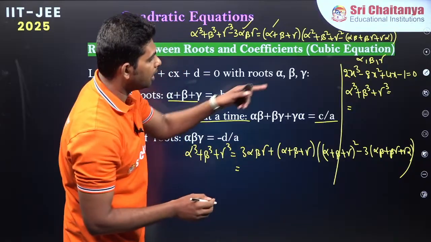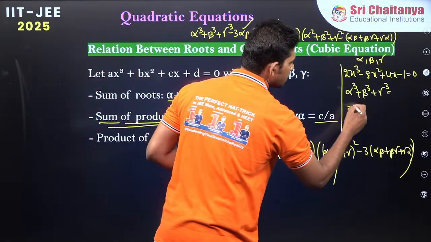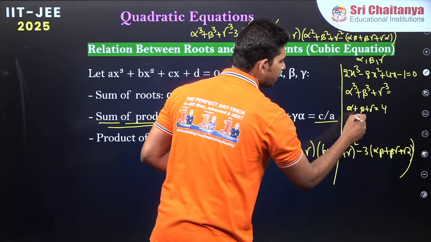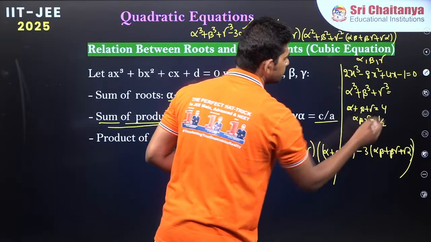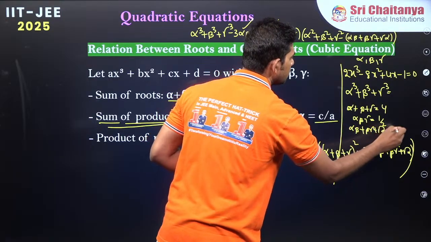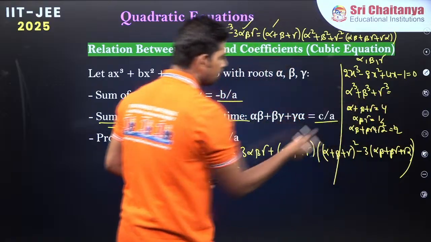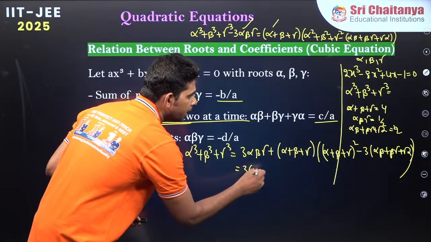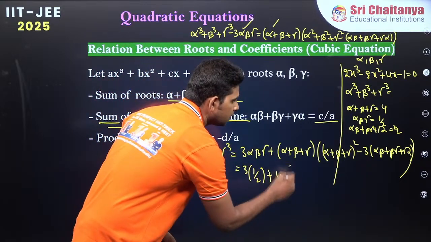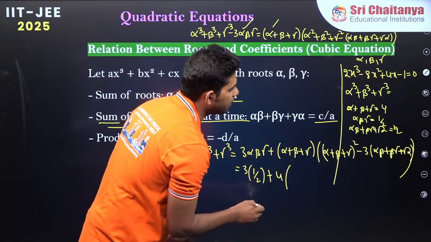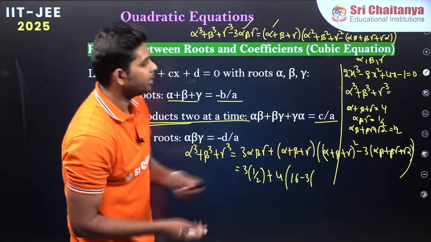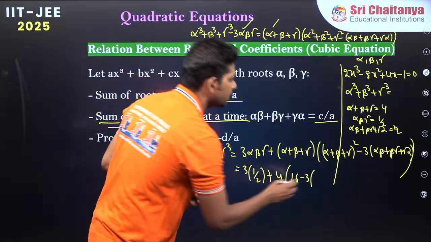3 alpha beta gamma, sum of the roots, alpha plus beta plus gamma is equal to 4, alpha beta gamma is going to be 1 by 2, and alpha beta plus beta gamma plus gamma alpha is equal to 2. Just plug in all these values: 3 into 1 by 2 plus alpha plus beta plus gamma, that is 4, and then alpha plus beta plus gamma whole square, that is going to be 16, minus 3 times alpha beta plus beta gamma plus gamma alpha, which is 2.